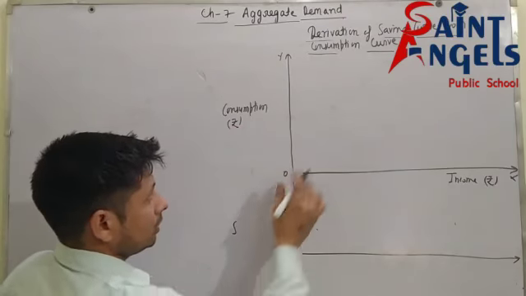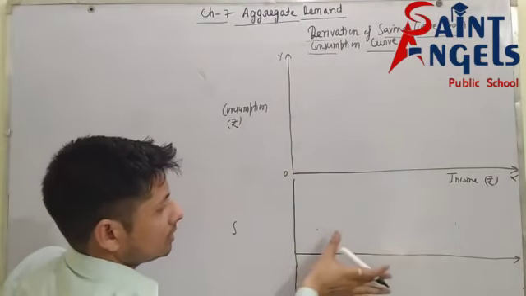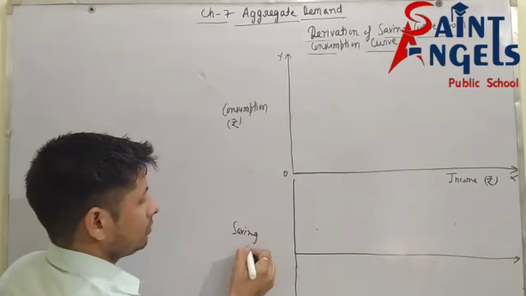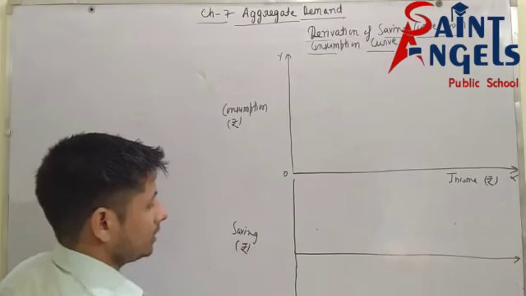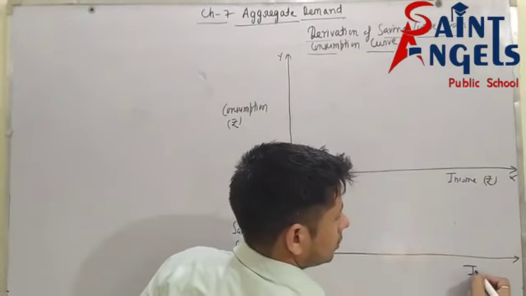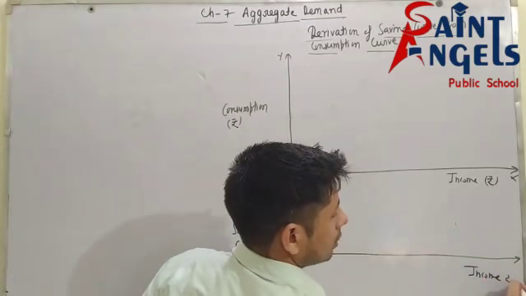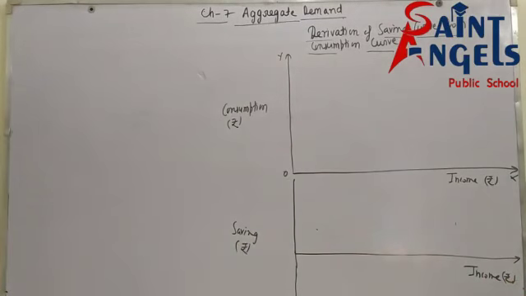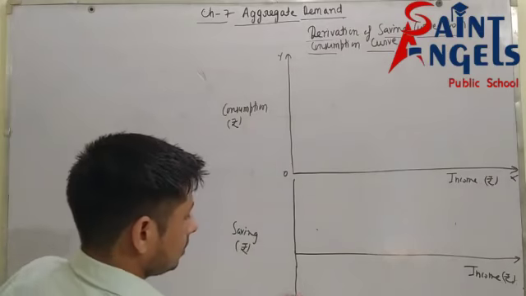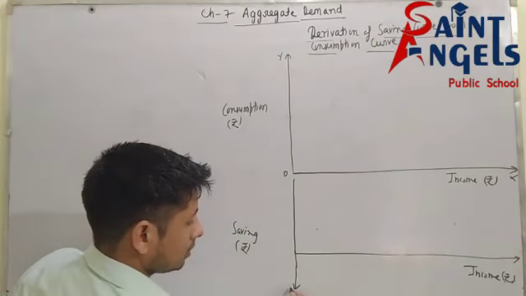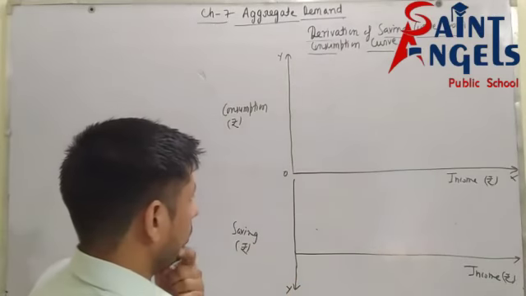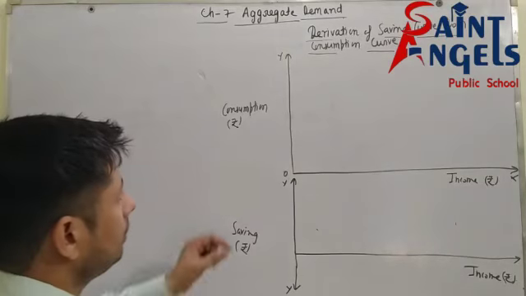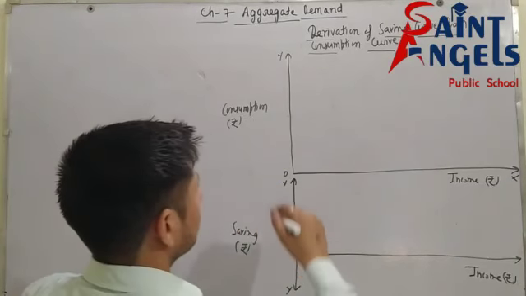Now this is one diagram and this is another diagram. See, saving is measured on the y-axis and income is measured on the x-axis. Is it visible or not? Yes, it is visible. See, now first of all we will show the consumption curve.